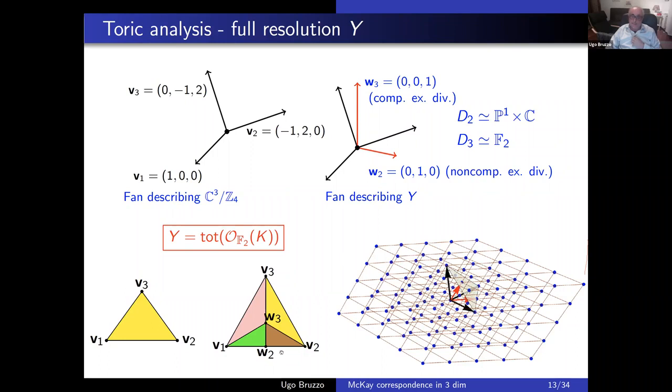And actually the fact that W3 is in the interior of the triangle means that the correspondent component of the exceptional divisor is compact. And the fact that W2 is on one edge means that the correspondent component is non-compact. So you read everything just by looking at the planar graph. And then, again using toric geometry, you can really compute the two components, and you find that the compact component is a copy of the second Hirzebruch surface, and the non-compact component is P1 times C.